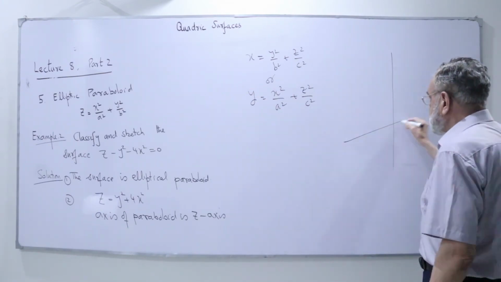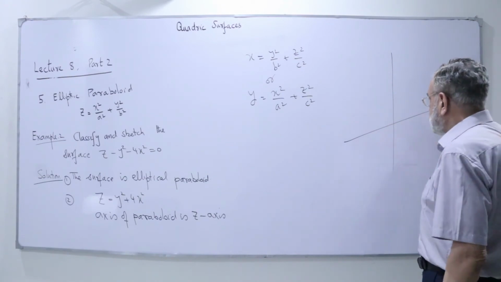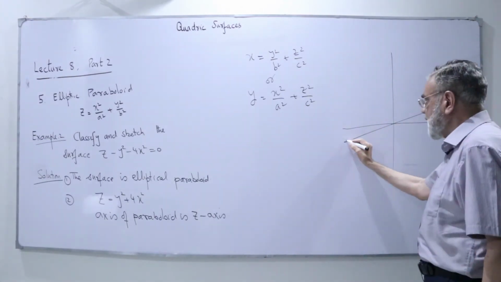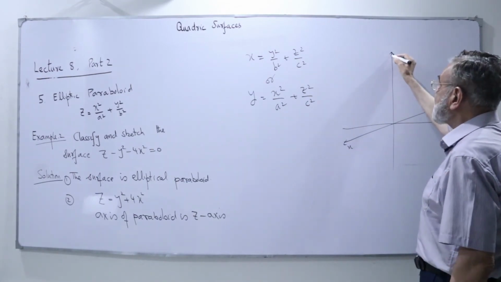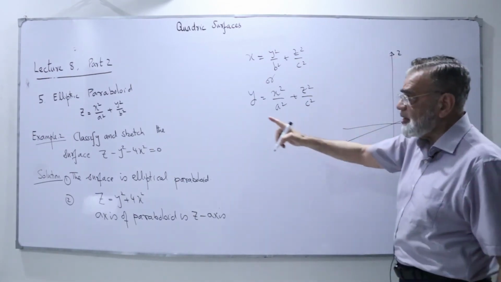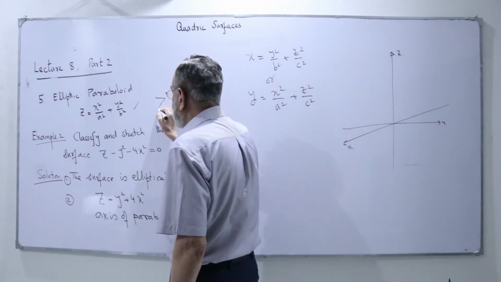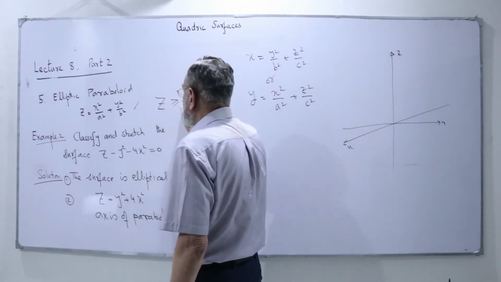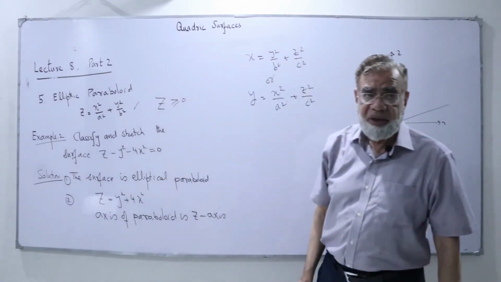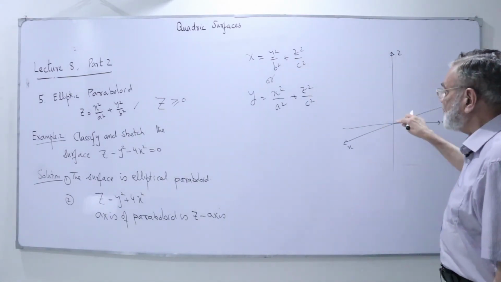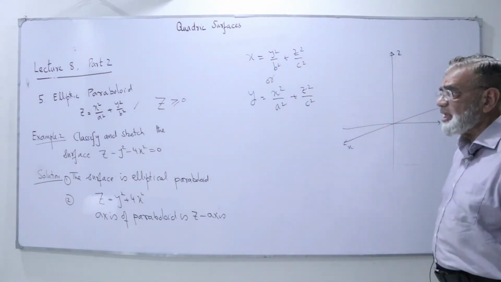This is my z-axis, this is my y-axis, and this is my x-axis. This is my y-axis, this is my x-axis, and this is my z-axis. So you can see here our z value must be bigger than or equal to 0. Must be. We can't take negative sign. So we say our graph is only on the positive side of the z-axis.